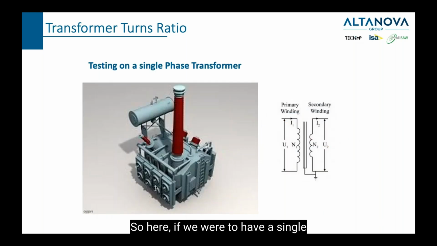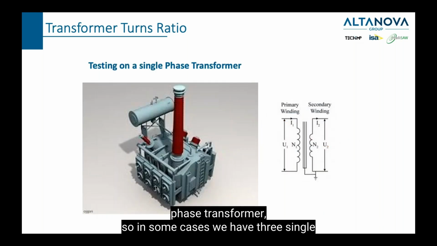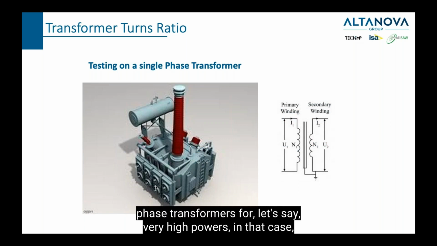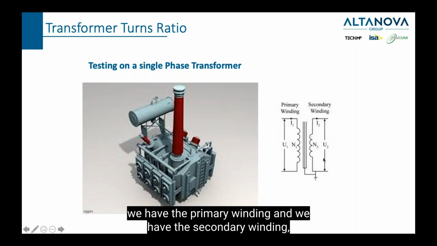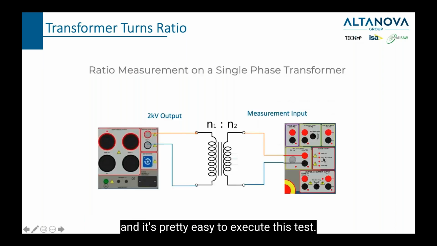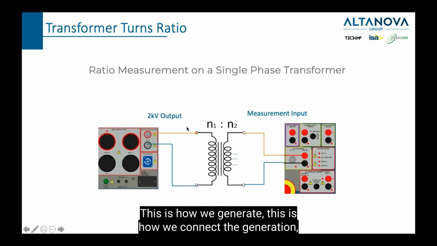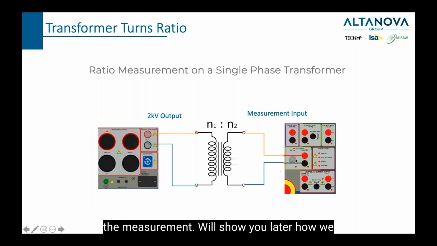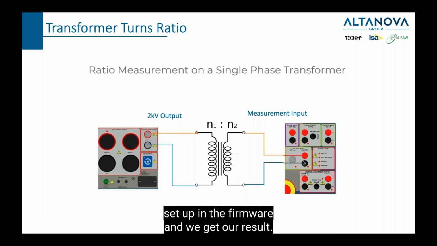So here, if we were to have a single phase transformer, in some cases we have three single phase transformers for, let's say, very high powers. In that case, we have the primary winding and we have the secondary winding, and it's pretty easy to execute this test. This is how we connect the generation, this is how we connect the measurement. We'll show you later how we set up in the firmware, and we get our result.